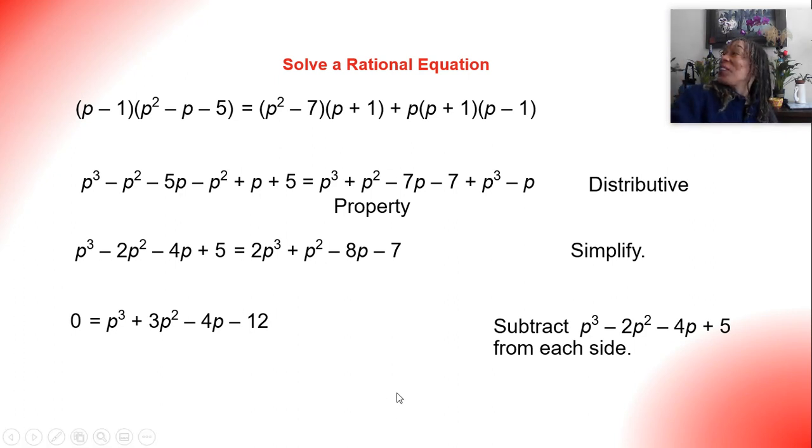AP Calculus test today. You good? I'm a firm believer in breakfast. It's a very important part of me passing this test. I'll be back. Pause.